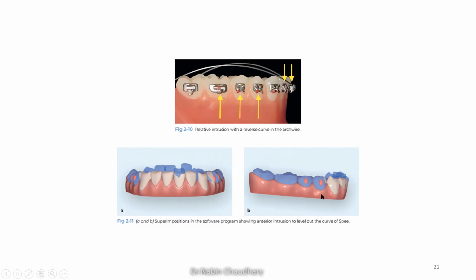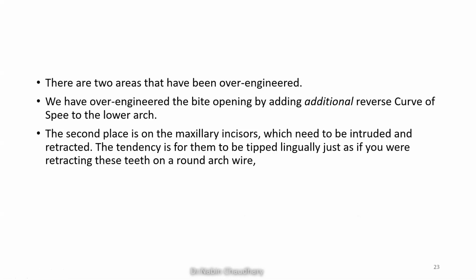The ClinCheck is programmed in such a way that the lower incisors are intruded, and a flat curve of Spee is obtained. Now, this over-engineering method generally includes two areas in the Invisalign system. One is adding additional reverse curve of Spee in the lower arch, which we have already discussed, and another is in the extraction case in the Invisalign system.